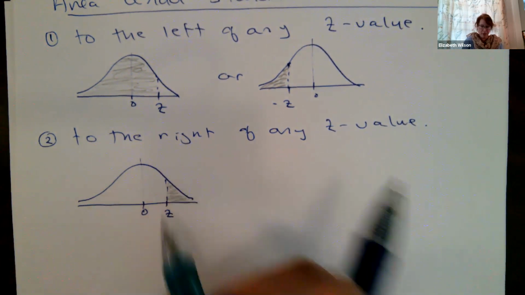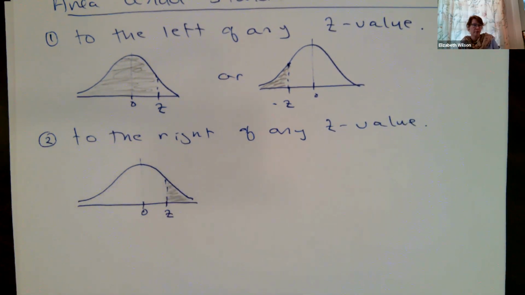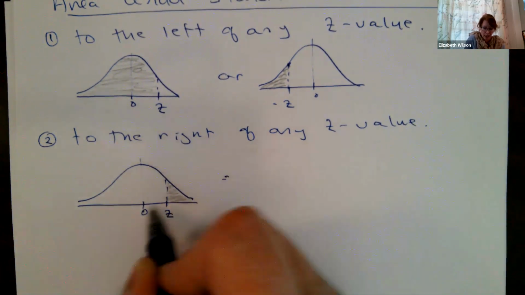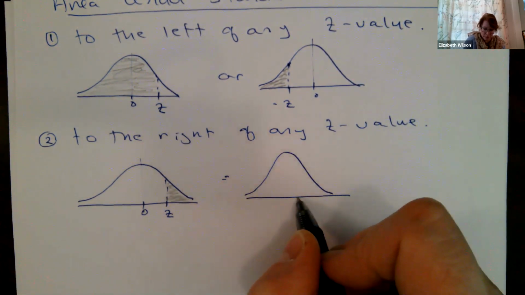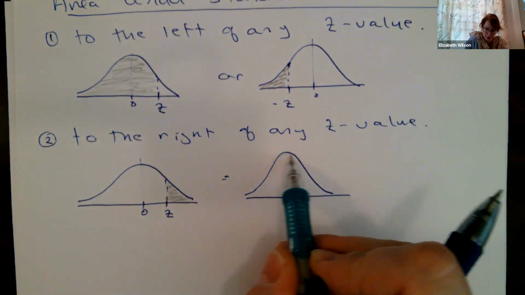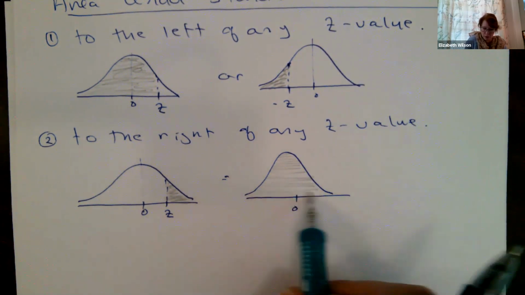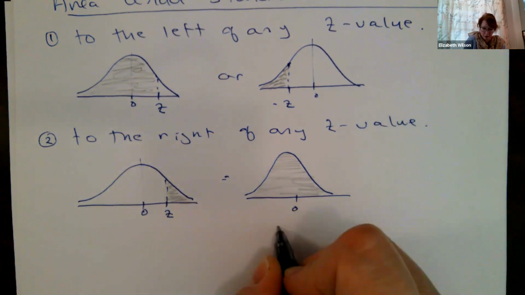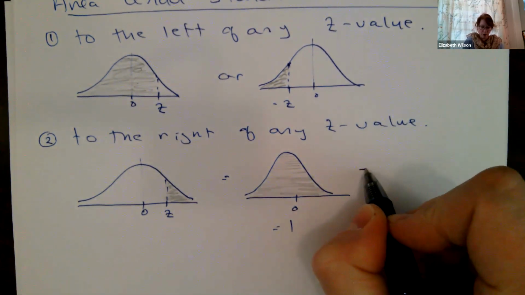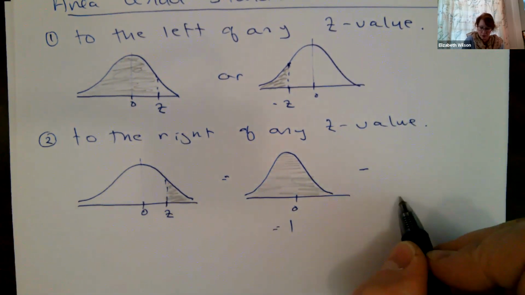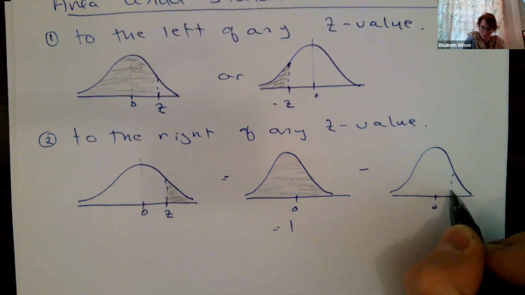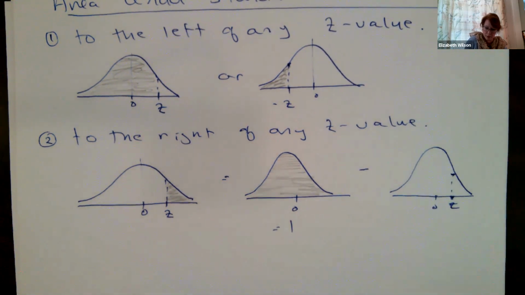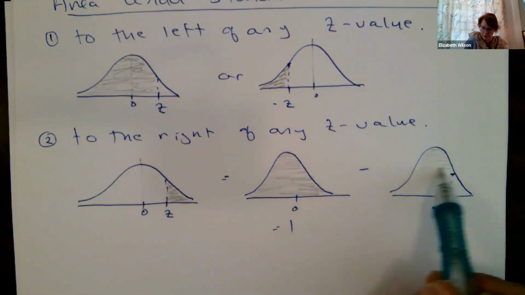Is this area, right? If I want that shaded region, which is to the right of my z-value, but my table is giving me all the values to the left. How I get this is, remember, the total area under the curve is equal to 1. I'm going to take the total area under the curve and subtract from that the area to the left of that z-value.